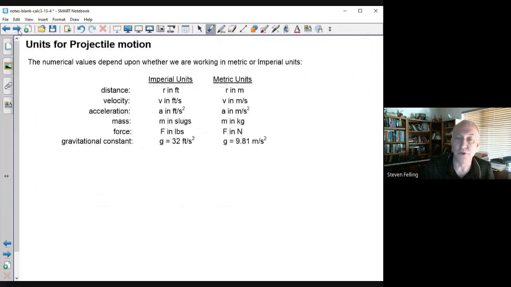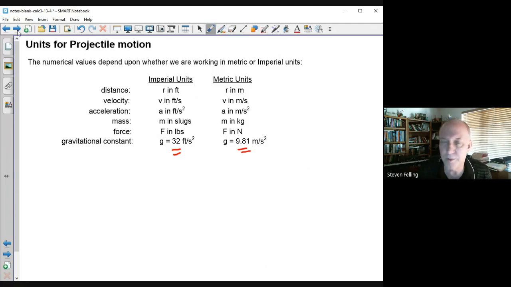So units. For units, distance is in either feet or meters, velocities in feet per second or meters per second. Acceleration is feet per second squared, meters per second squared. Mass is in either slugs or kilograms. Forces are in pounds or newtons. And then the gravitational constant, you can use 32 or 9.8 or 9.81.